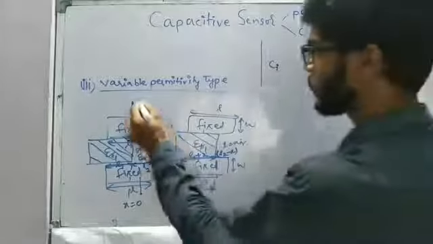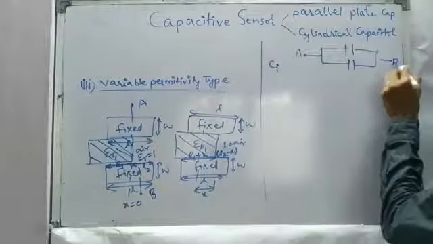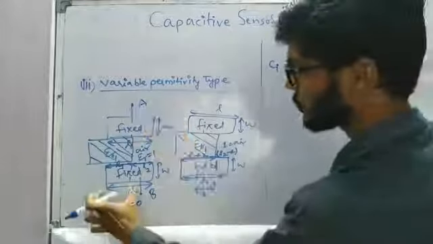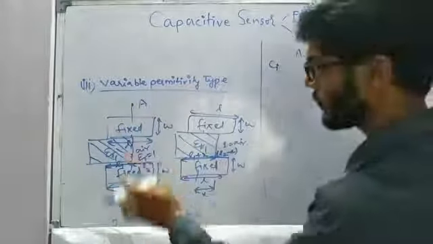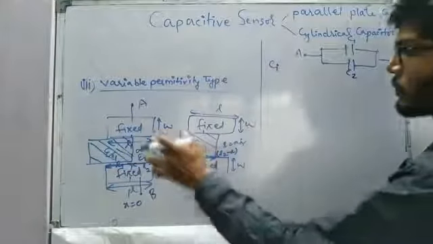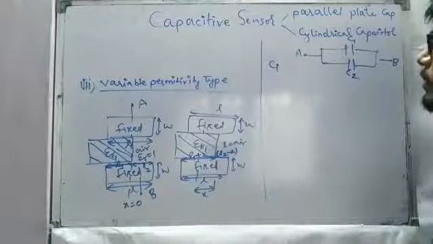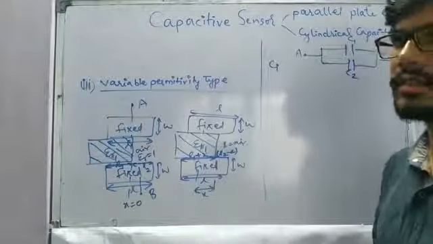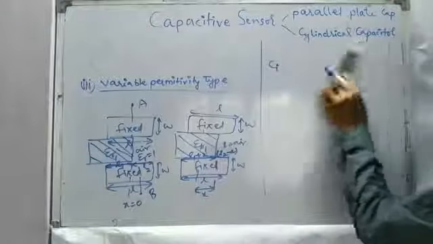So let's say this point is A and this point is B. Between A and B there is one capacitance C1, this one, and between A and B again there is another capacitance C2. So they are going to be considered as in parallel combination. In parallel combination the total capacitance is going to be C1 plus C2. So we have to calculate the initial capacitance first.